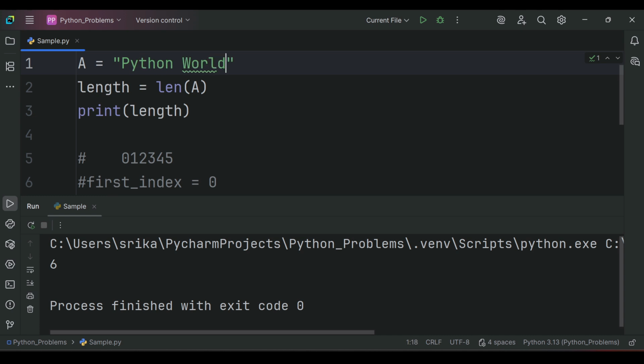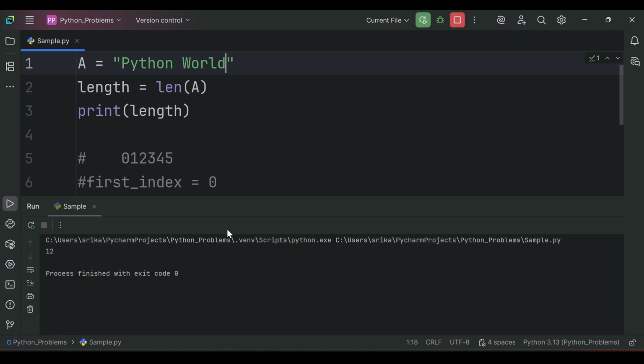Simple. Suppose finally I take one word, "python world". See the total string length. The first index is always p and the last is always d. I already told you last index means length minus 1. The length of the characters is 12, so the last index is equal to 11. I hope you understand the string slicing concepts, friends.